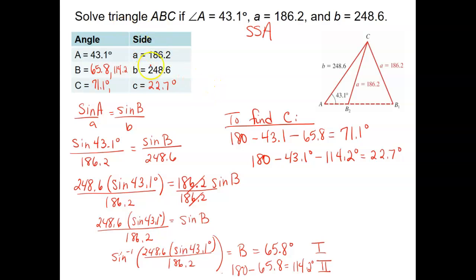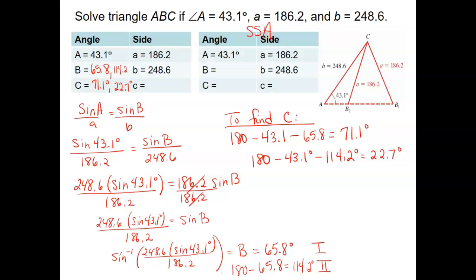Okay, and I put that in the wrong place. So 22.7 degrees. One triangle would have these values, the other triangle would have the 43.1 and these values. So both are viable triangles, and therefore we have to completely solve for both triangles. We have to find all the missing parts for that.